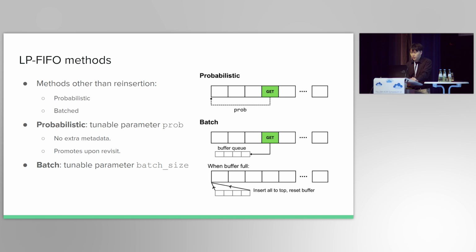As for batch promotion, it takes a tunable parameter of batch size, which determines the number of cache hits you will have to wait before a promotion happens. So the implementation achieves this by storing hit objects within a buffer of given size equal to the batch size. It pushes objects in the buffer to the top of the queue only when the buffer has been filled.